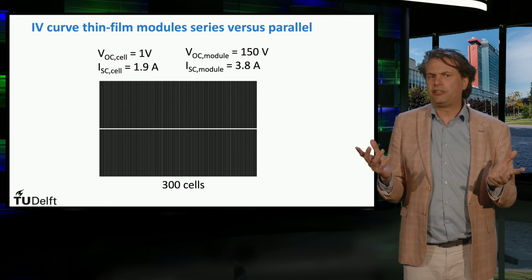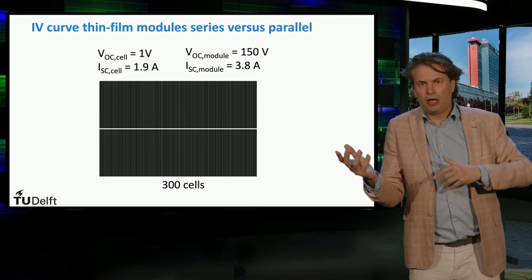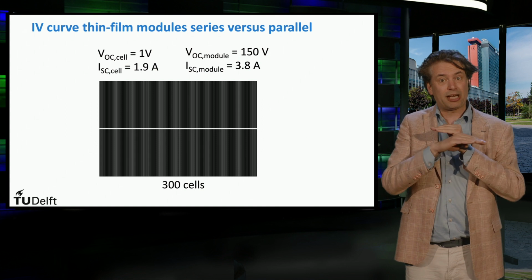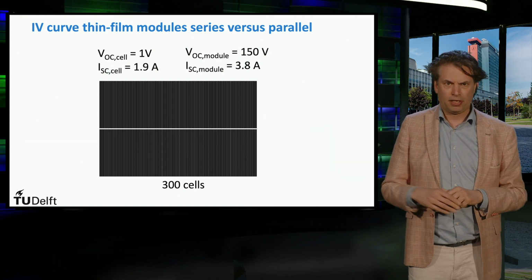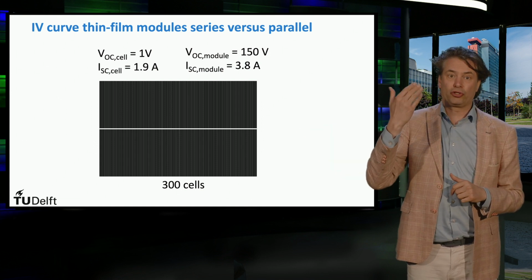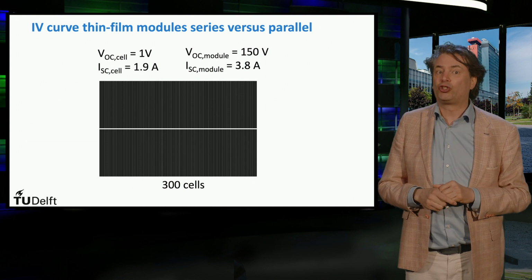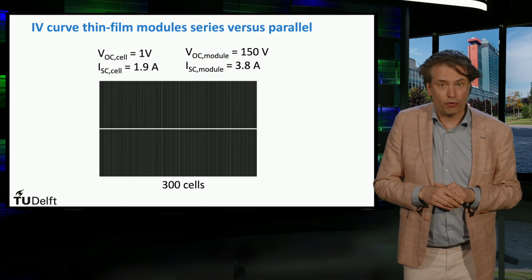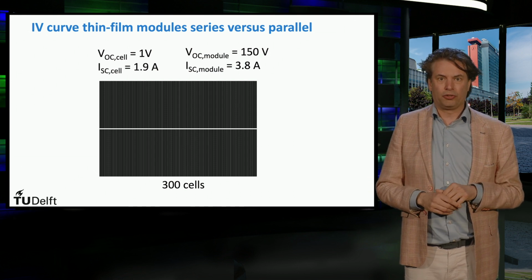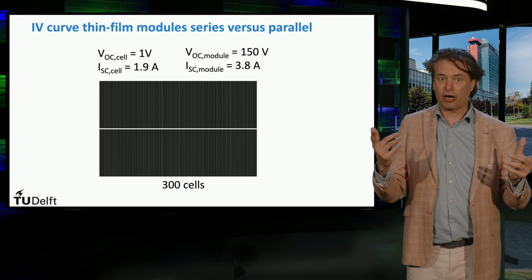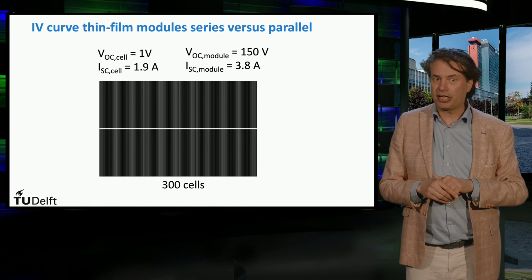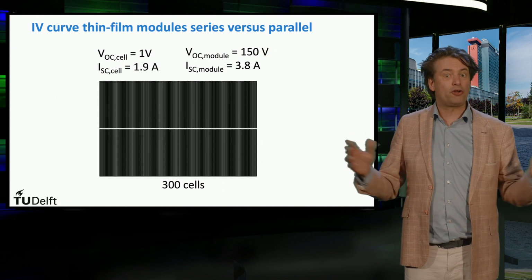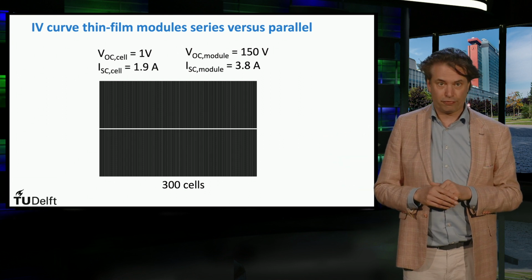To reduce the sensitivity to hotspots, some modules reduce the current per cell by, in this example, cutting them in half using a laser scribe. In this example, the single junction solar cell would have a short circuit current of 1.9 amps and an open circuit voltage of 1 volt. The two strings of 150 cells are connected in parallel, resulting again in a module short circuit current of 3.8 amperes and an open circuit voltage of 150 volts.